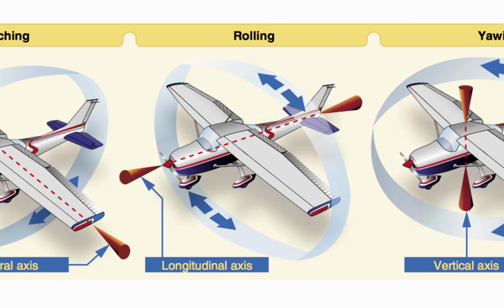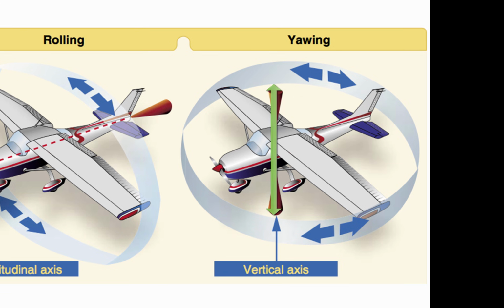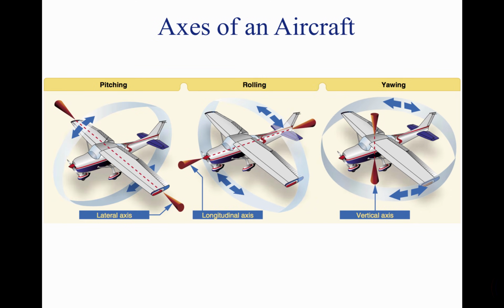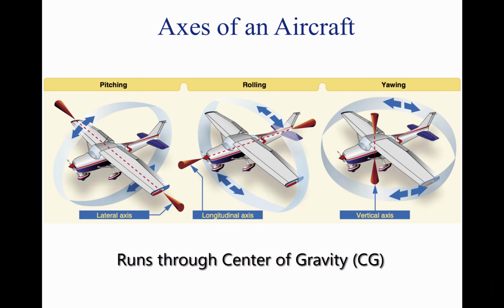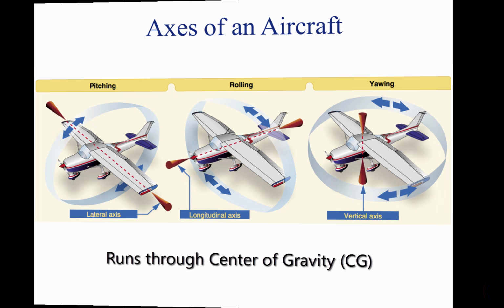the left or right. And the yaw, or vertical axis, is the axis that the plane will yaw on, or move its nose left and right. It is also important to note that each of these lines runs through the airplane's center of gravity.